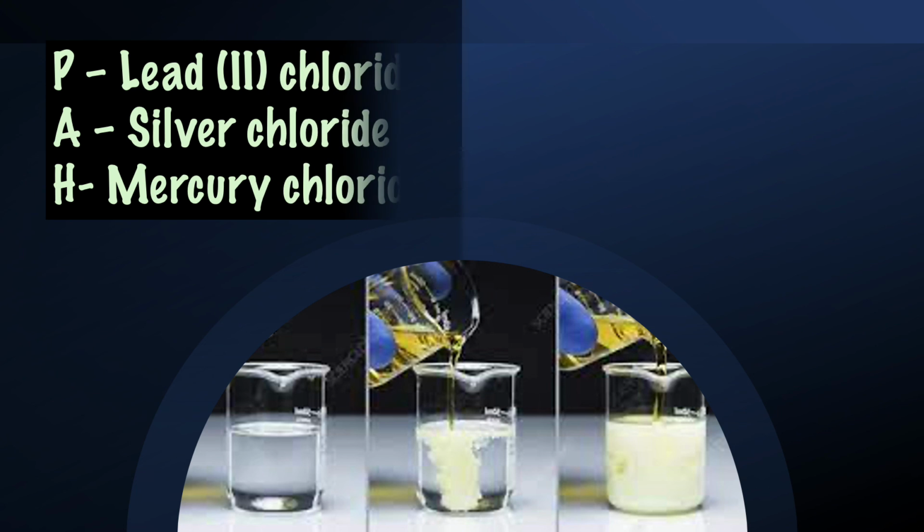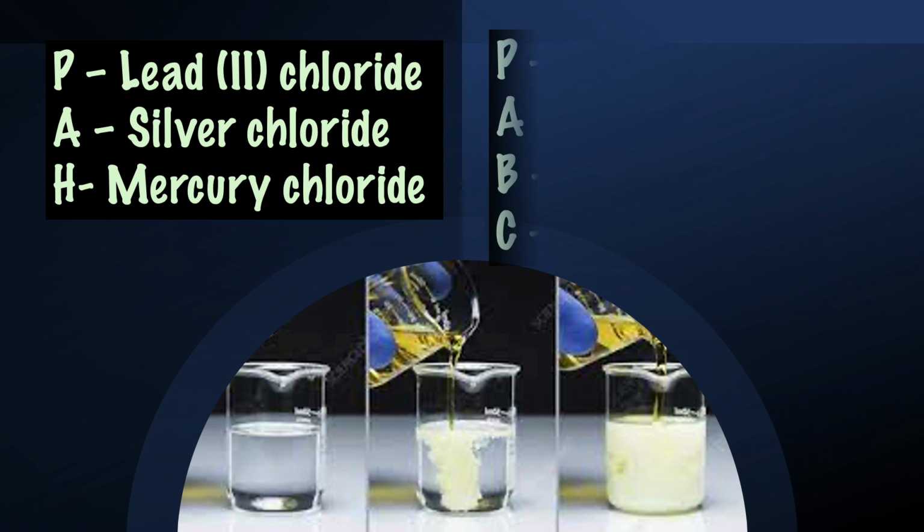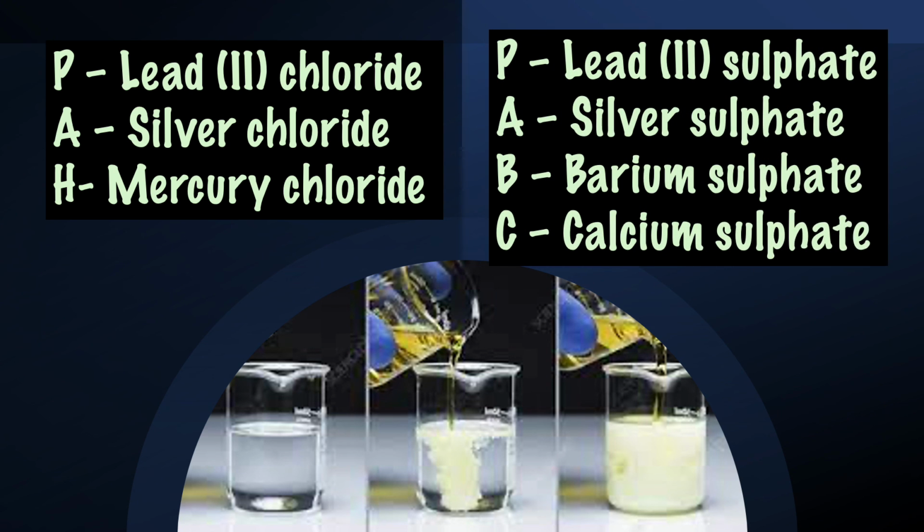Contoh insoluble salt bagi chloride ada PaH. P for lead(II) chloride, A for silver chloride, H for mercury chloride. Kemudian insoluble salt bagi sulfate ada PaBC. P for lead(II) sulfate, A for silver sulfate, B for barium sulfate, C for calcium sulfate. Semua ini merupakan contoh insoluble salt yang berwarna putih.